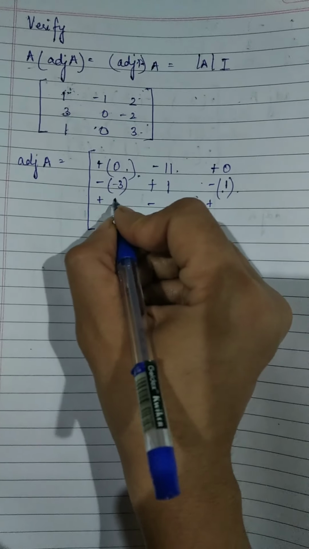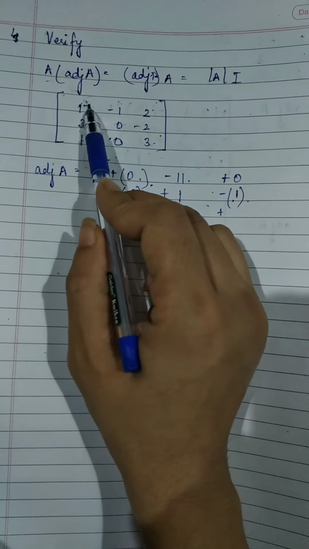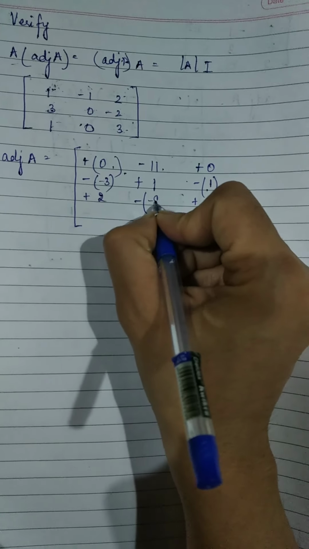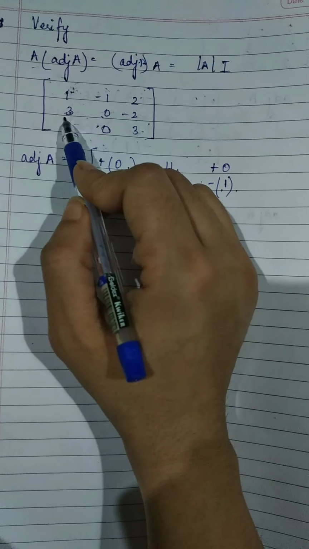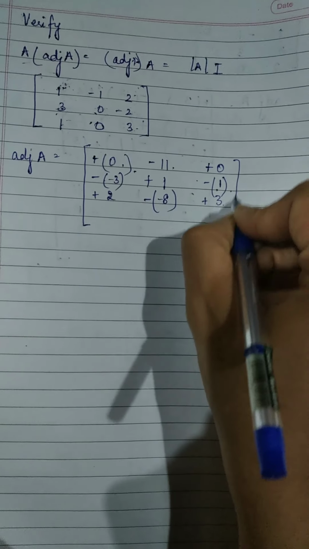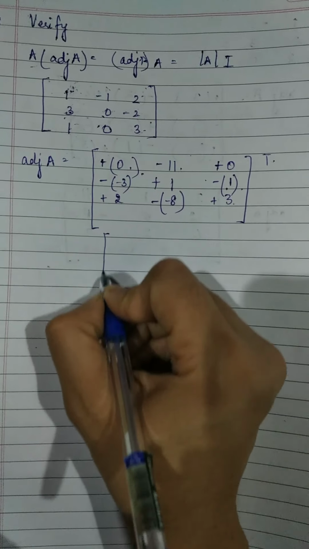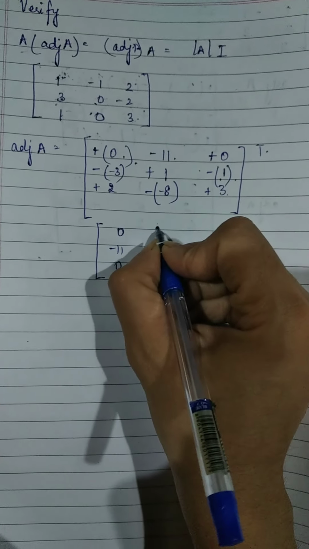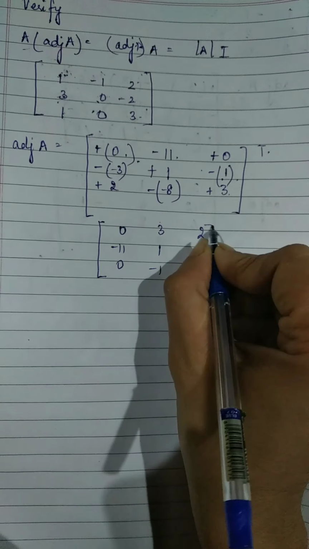For this, minus 2, 2 minus 0. For this, minus 2, minus 6, minus 8. For this, 0, minus 3. So 0 plus 3, 3. Transpose of this. So its transpose is 0, minus 11, 0, 3, 1, minus 1, 2, 8 and 3.